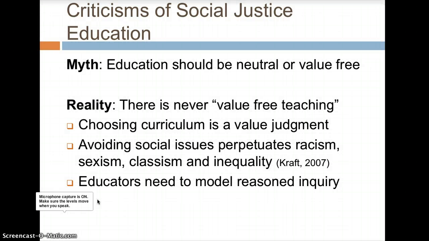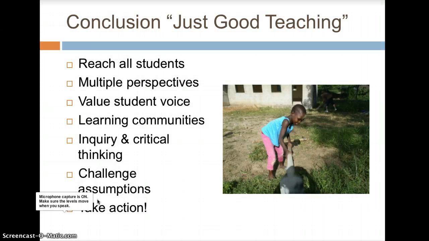The third criticism: education should be neutral or value-free. The reality is, there is never value-free teaching. Choosing curriculum is a value judgment. What you teach and how you teach shows what you value. So by avoiding social issues in teaching, there are no opportunities to challenge inequity, which can perpetuate racism, sexism, classism, and inequality. It is also important that educators model reasoned inquiry for their students.